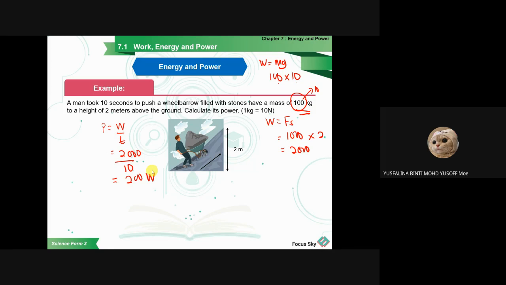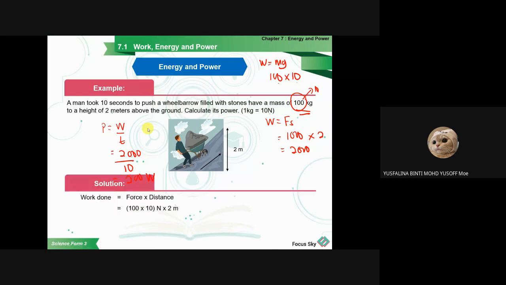First, force multiplied by displacement. Remember, the force must be in Newton. So if we give you mass, you have to change the mass first, the kg to Newton, by multiplying it by 10. Then you substitute in the work formula. So you already got work. Then you put it in the power formula here. So that way we get 200.